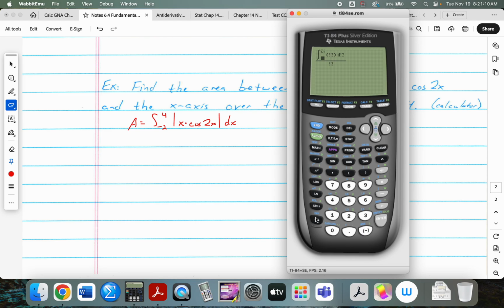So, gotta wake my calculator back up. Math 9, the integral from negative 2 to 4 of the absolute value. There are several places where the absolute value is hidden in various menus. I usually just go second 0, which gives me the catalog, and absolute value is the first one that's there because they're alphabetical. So the absolute value of x cosine of 2x with respect to x, bada boom, bada bing.